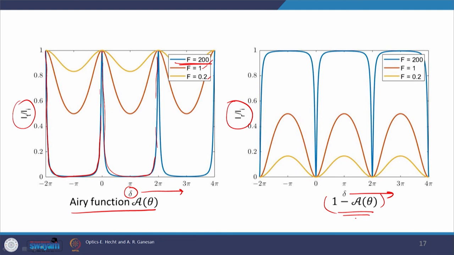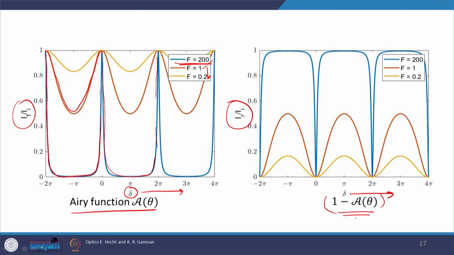And if you decrease the value of f, then you see that the intensity variation or irradiance variation is not touching 0. Fringes would still be there, but the difference between maxima and minima would be small. And as you go down in f, the coefficient of thinness, this difference reduces.